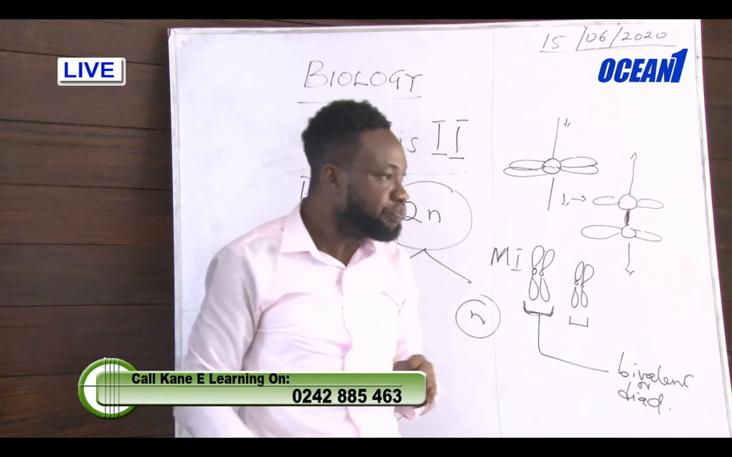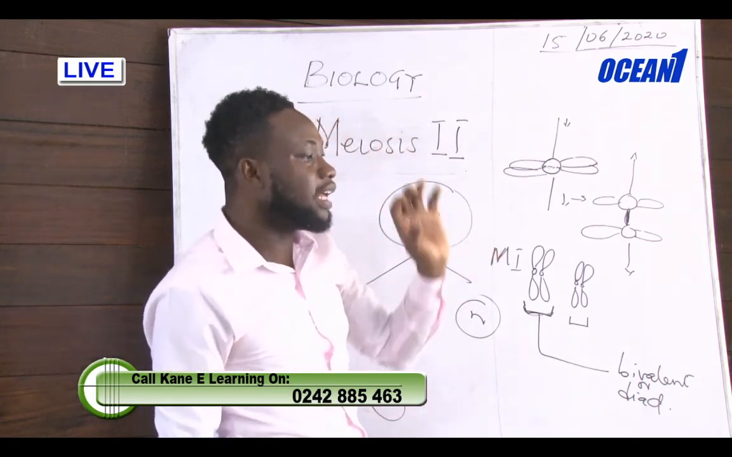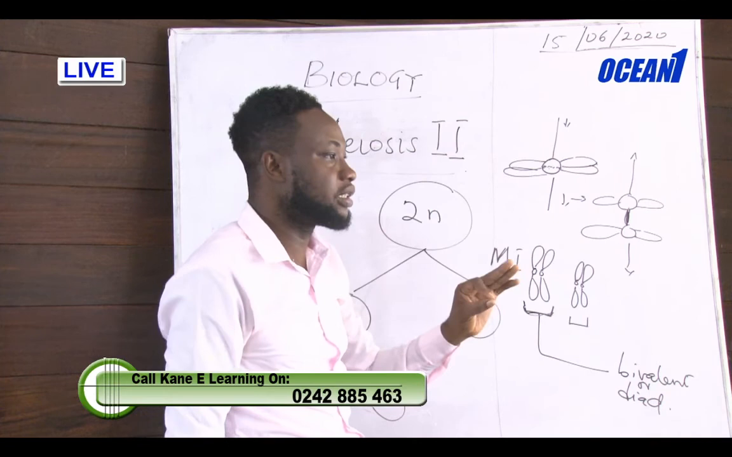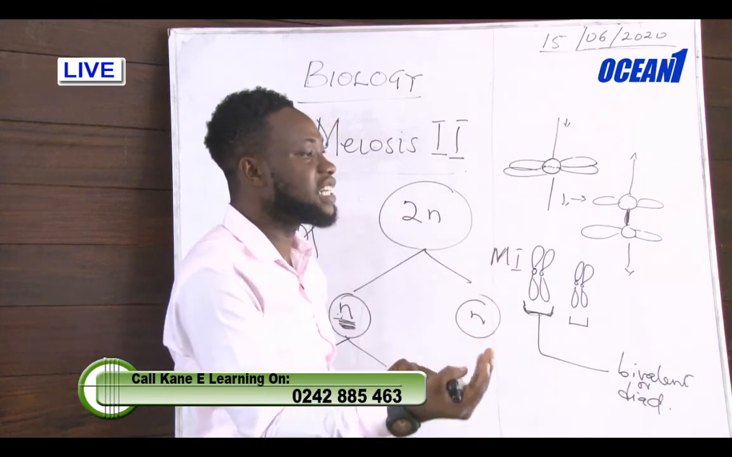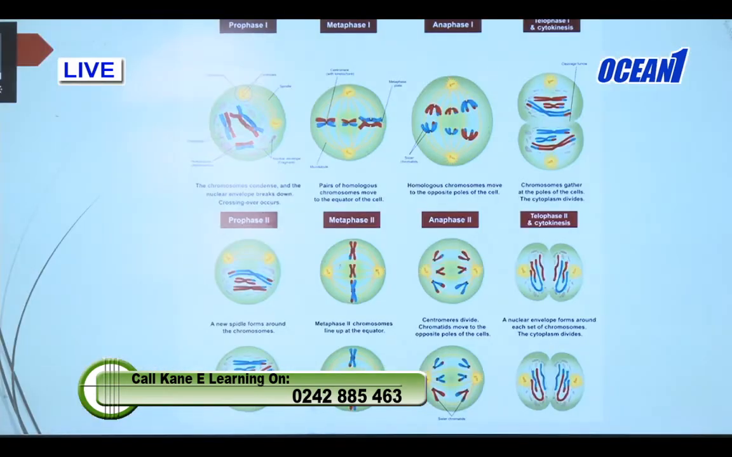Please keep calling. Alright, so that is really what happens in anaphase 1. Then from there, we move on to telophase 1 and cytokinesis. Now, see what is happening in telophase 1 and cytokinesis. We said that the chromosomes gather at the poles of the cell and the cytoplasm begins to divide. As I said, we know our trick here, that telophase is the opposite of prophase. Whatever was lost in prophase is gained in telophase.